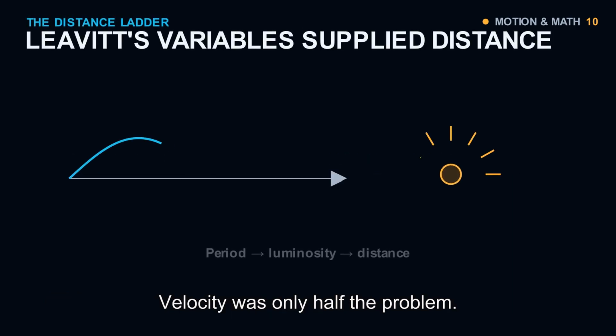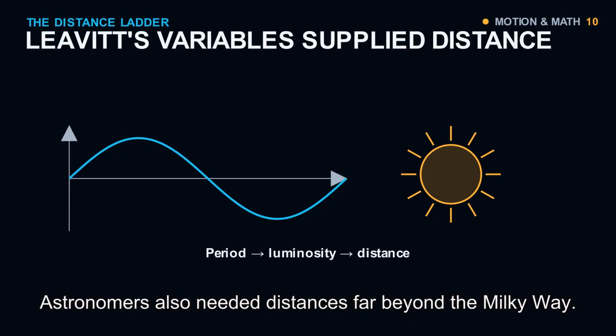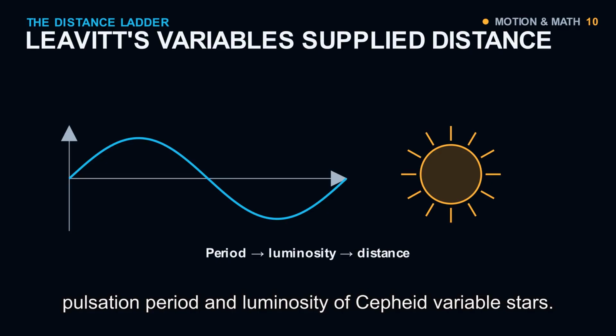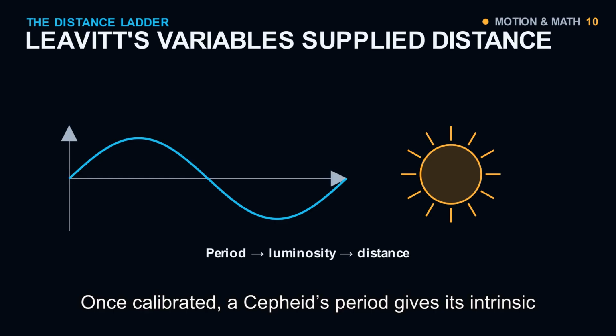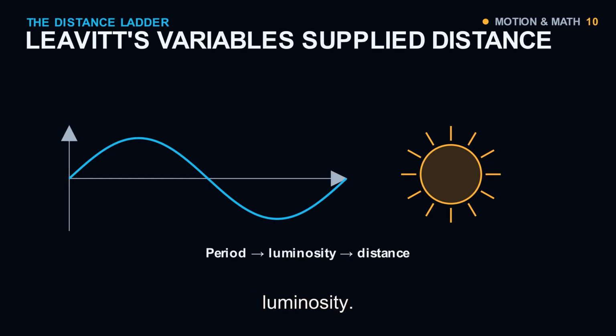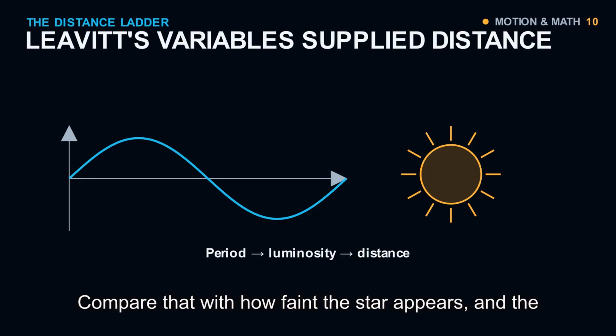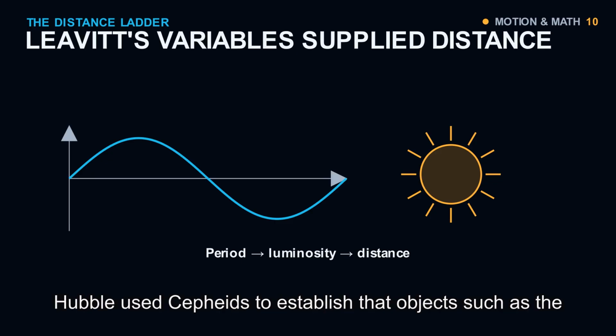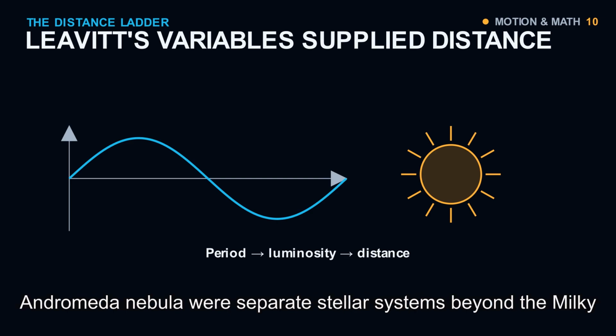Velocity was only half the problem. Astronomers also needed distances far beyond the Milky Way. Henrietta Swan Leavitt had discovered a relation between the pulsation period and luminosity of Cepheid variable stars. Once calibrated, a Cepheid's period gives its intrinsic luminosity. Compare that with how faint the star appears, and the inverse square law gives its distance. Hubble used Cepheids to establish that objects such as the Andromeda Nebula were separate stellar systems beyond the Milky Way.